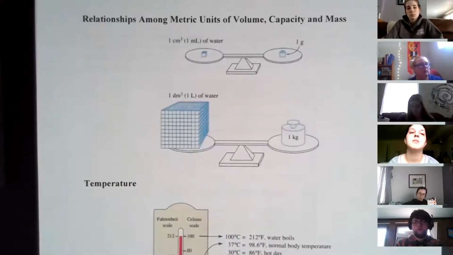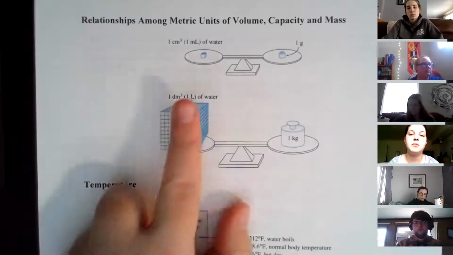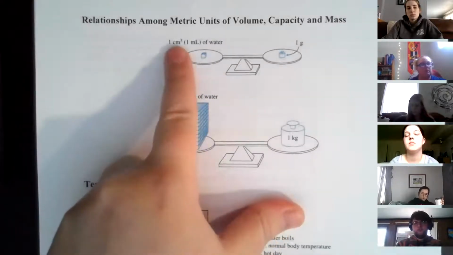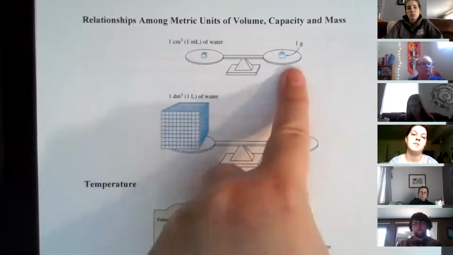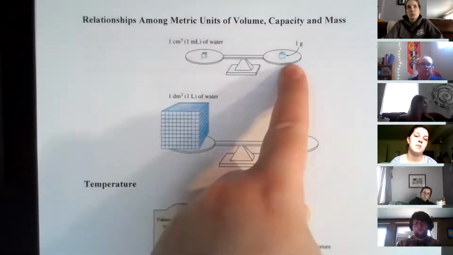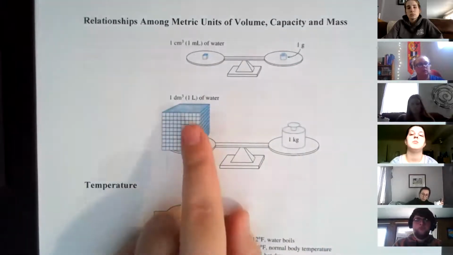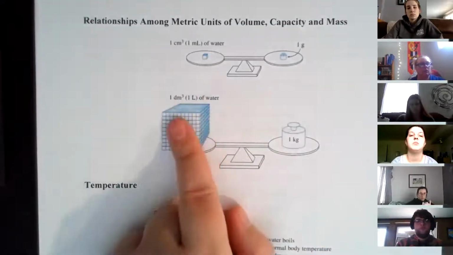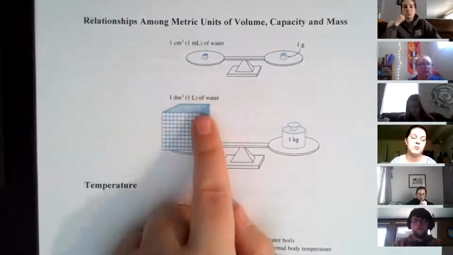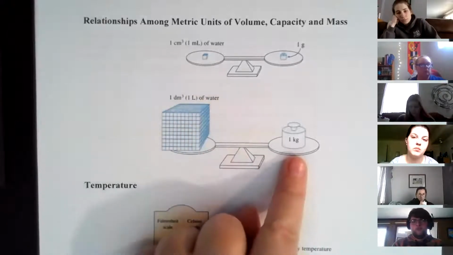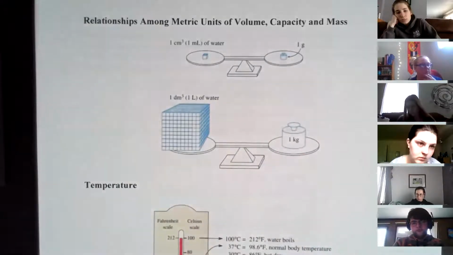So if we look at these things in terms of volume, capacity, and mass, if I had 1 cubic centimeter, which is equivalent to 1 milliliter of water, that would be equal to 1 gram. And then if we were talking about 1 cubic decimeter, which is 1 liter, that would equal 1 kilogram. So that's how they tie their base units together.